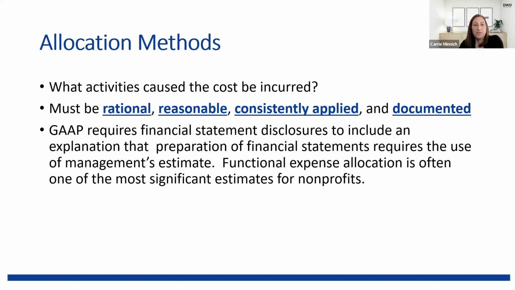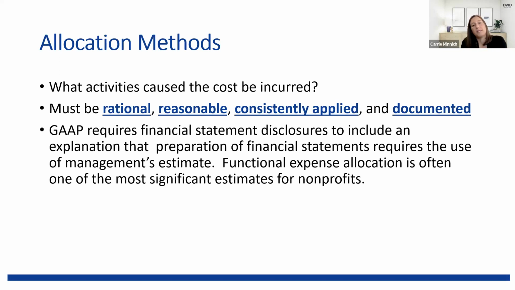When we do this, we really need to look to see what activities are causing this cost to be incurred. So there are some requirements in determining what the allocation method is. It must be rational, it must be reasonable, consistently applied, and documented. And GAAP, Generally Accepted Accounting Principles, requires that your financial statements disclose these allocation methods.